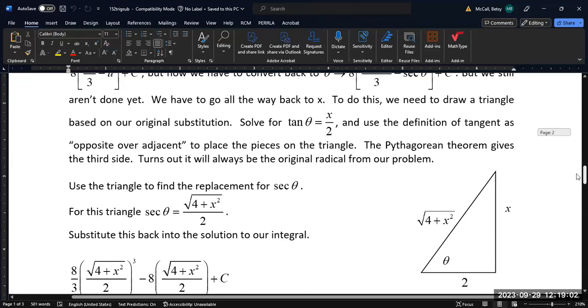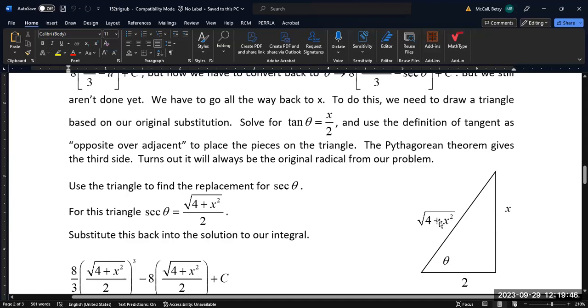So here's our triangle. Originally, we started out with 2 tangent theta is equal to x. We solve for tangent theta, we get x over 2. Remember that tangent is opposite over adjacent. So here's our triangle, here's our theta, opposite side is x, adjacent side is 2. What does that make the missing side? Using the Pythagorean theorem, we get this square root of a squared plus b squared. Well, this is, as I noted, just the radical that we had in the original problem. And secant of this angle is this radical over 2.